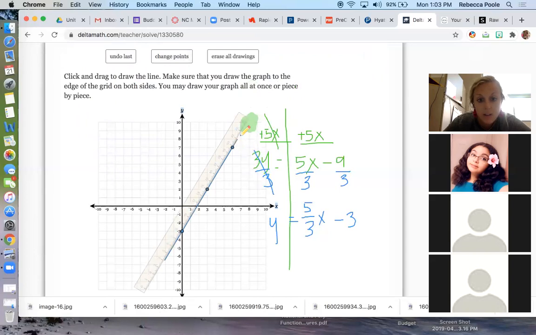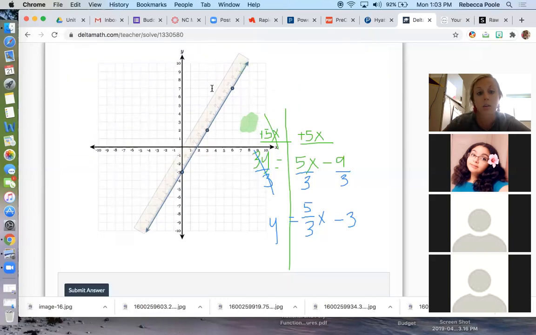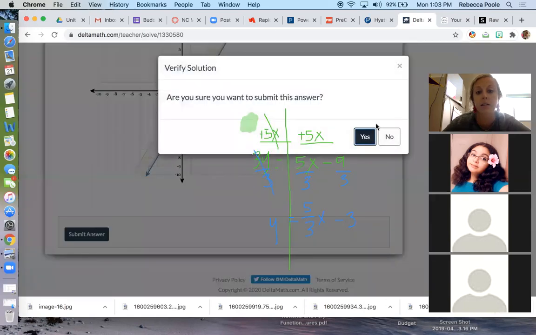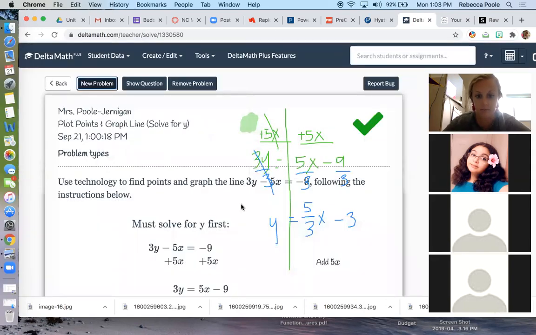I will grade this tomorrow, so I'm not too worried about it. But do you see how when you drag it to the edge, it'll put the arrow? Delta Math counts it wrong until you cover the whole graph and there's arrows. So once you do that, you can hit submit and it'll be right. Okay? All right, so we're okay with this one.